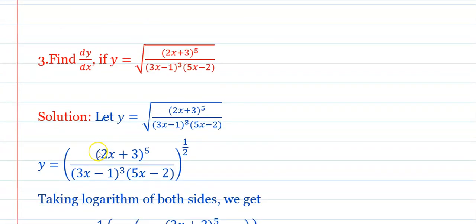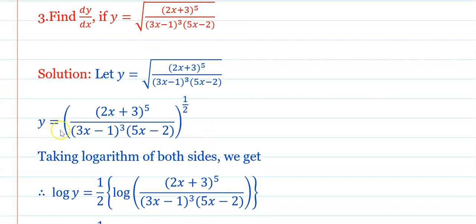Okay. Now the next example, find dy by dx if y is equal to square root of (2x plus 3) bracket raised to 5 upon (3x minus 1) bracket raised to 3 into (5x minus 2). या टाइपचे complicated functions असल्यानंतर we cannot find out its derivative directly. Therefore, we take the log on both sides. त्याआधी आपण असे लिहिणार, that y is equal to (2x plus 3) bracket raised to 5 upon (3x minus 1) bracket raised to 3 into (5x minus 2), bracket raised to 1 upon 2.